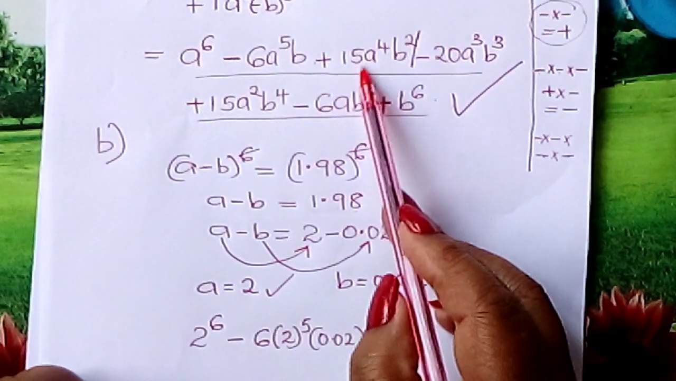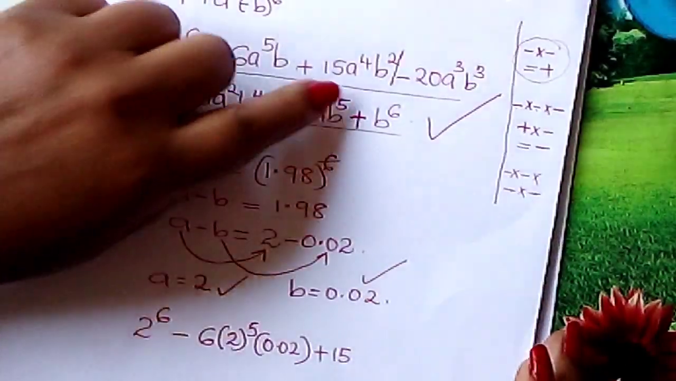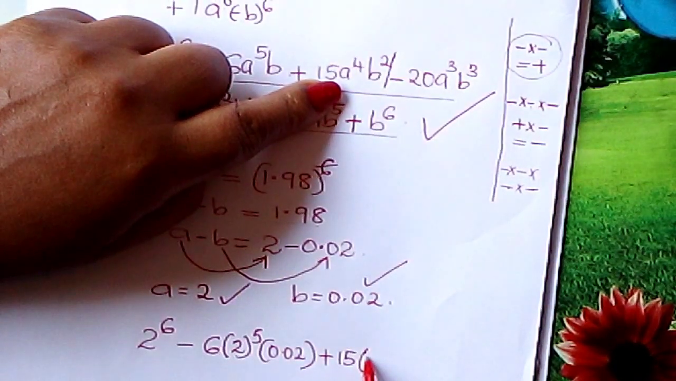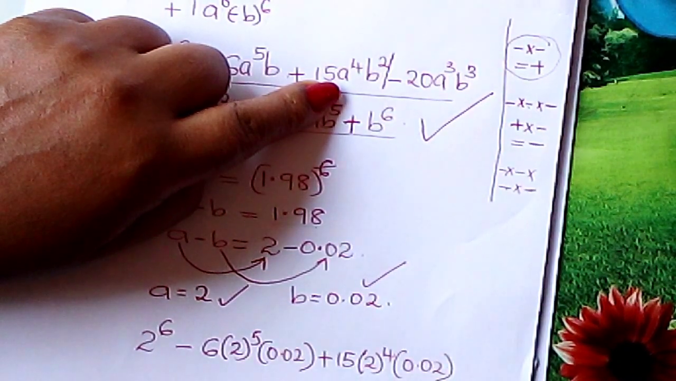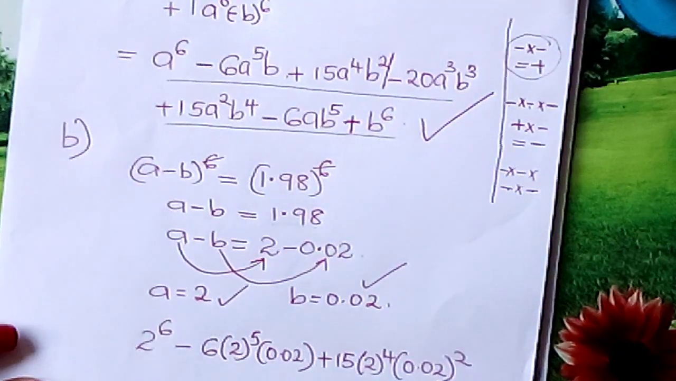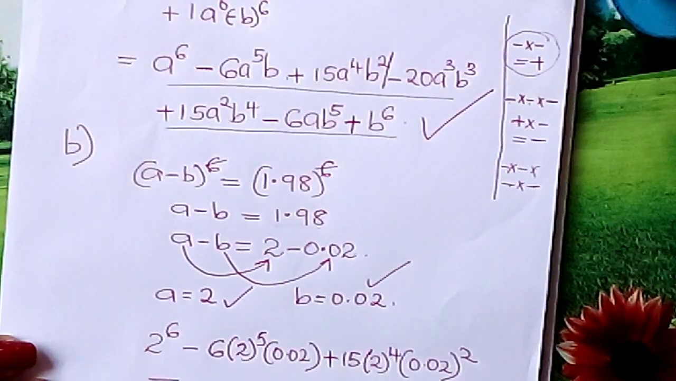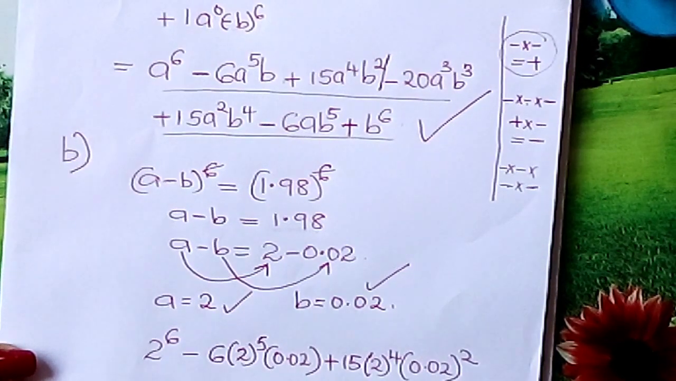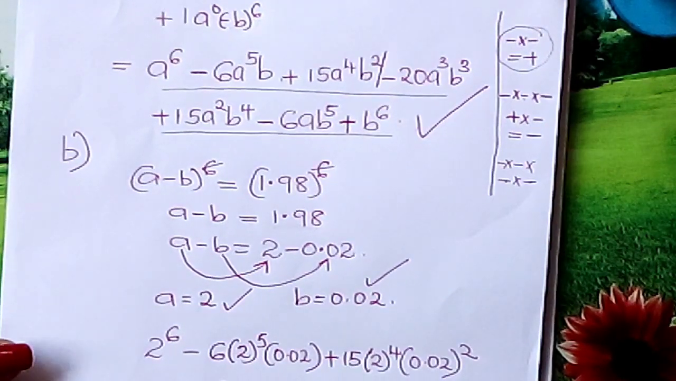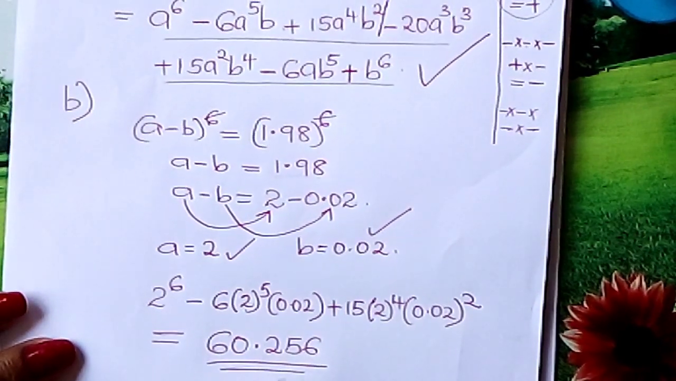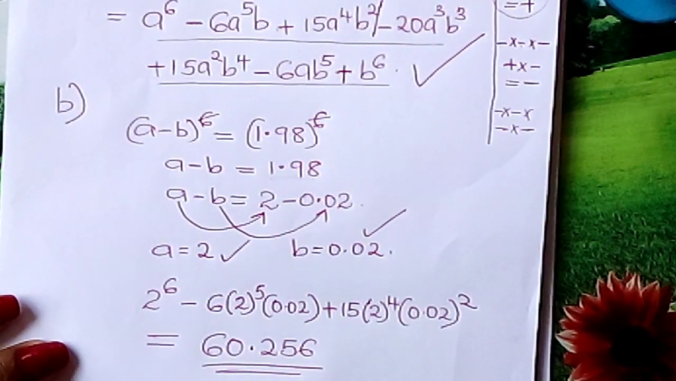The third term here, learner, is plus what? 15. What is your A? Our A is 2. We are just referring to this term. Our A is 2 raised to 4 and our B is 0.02 raised to 2. We substitute correctly in the first 3 terms of our expansion. From there, learner, you now use a calculator. Using a calculator, you should get this. You should get 60.256 to the nearest 3 decimal places.